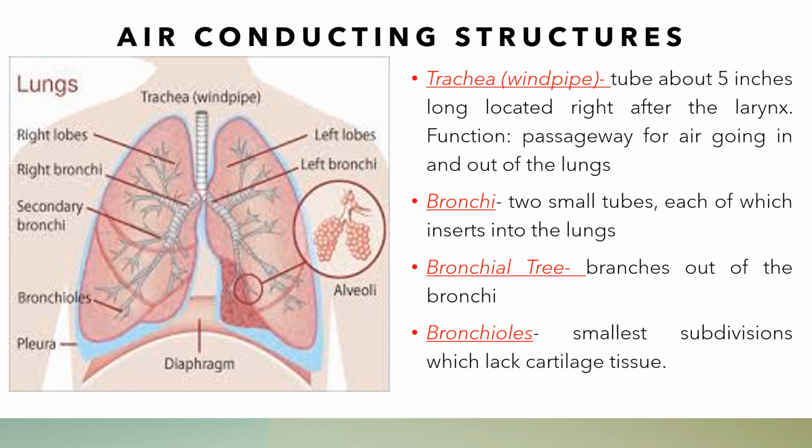How about the bronchial tree? The bronchial tree branches out of the bronchi, as you have seen in this picture. The smallest subdivisions of your branches are what we call your bronchioles, which lack cartilage tissue. I just want you to notice that we started from a single stem. It narrowed down into two bronchial tubes, or two bronchi, and those bronchi branch into stems that look like a tree, and those smaller stems are known as your bronchioles.